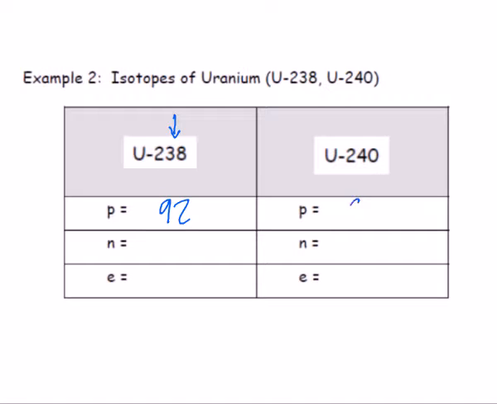92. So that number can't tell us the number of protons, which means, can it be the number of electrons either? No. So what is that number telling you? The mass, guys. Hyphen notation, when it's written out like this, tells you the mass number.